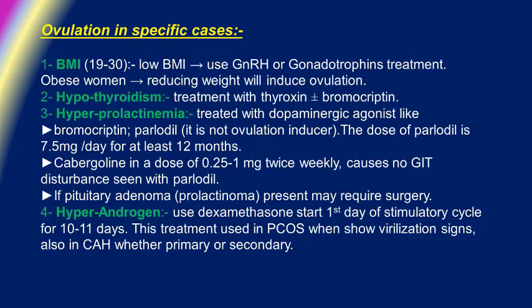If there is pituitary adenoma, like prolactinoma, surgical management may be required. In case of hyperandrogenism, we use dexamethasone, starting from cycle day 1 for about 10 to 11 days. This treatment is usually used in polycystic ovarian syndrome, which shows signs of virilization, like hirsutism, harsh voice, and acne signs. Also can be used in congenital adrenal hyperplasia, whether primary or secondary, because of hyperandrogenism.